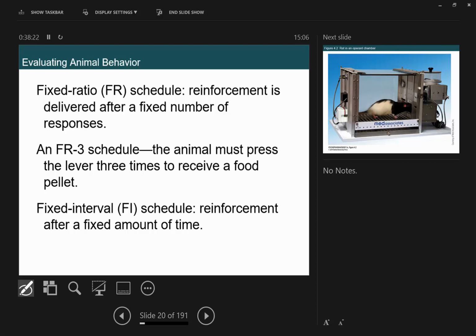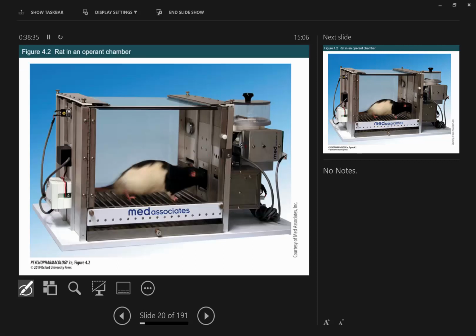Typically we mean, if you do something, do you get a reward every time? If you do something 3 times, do you get a reward? How often do you have to do something to get the reward? Some of these are variable, but some of them are fixed. It's not too big of a deal.